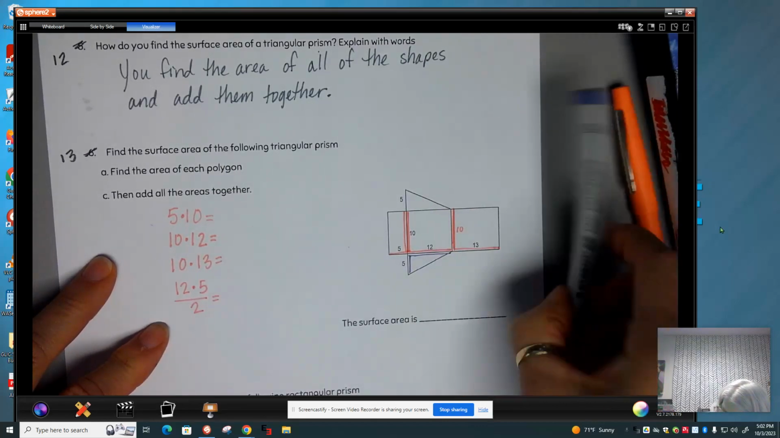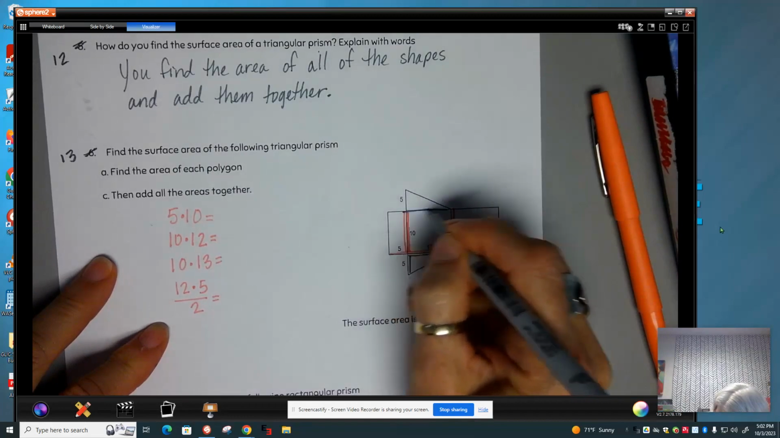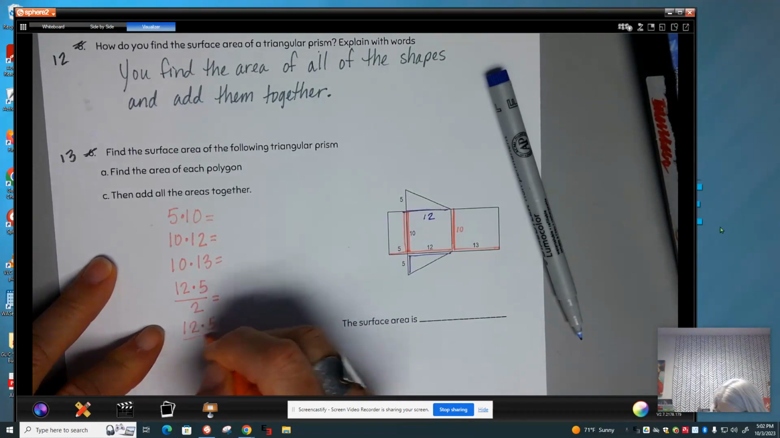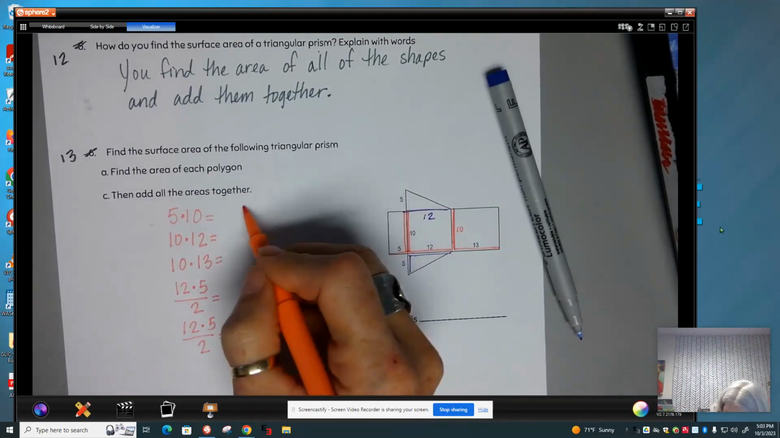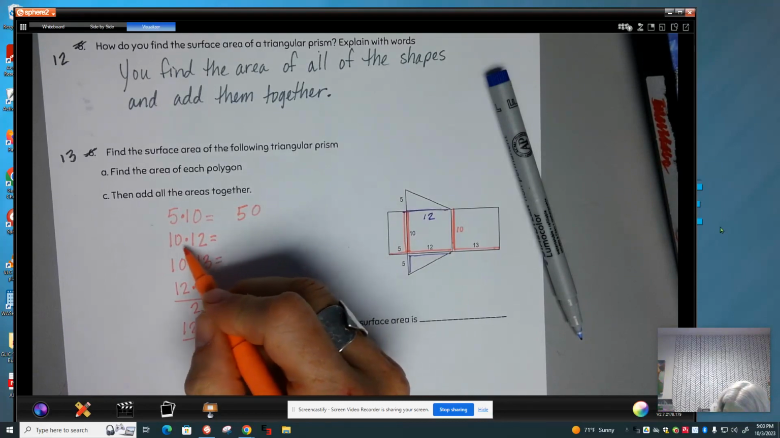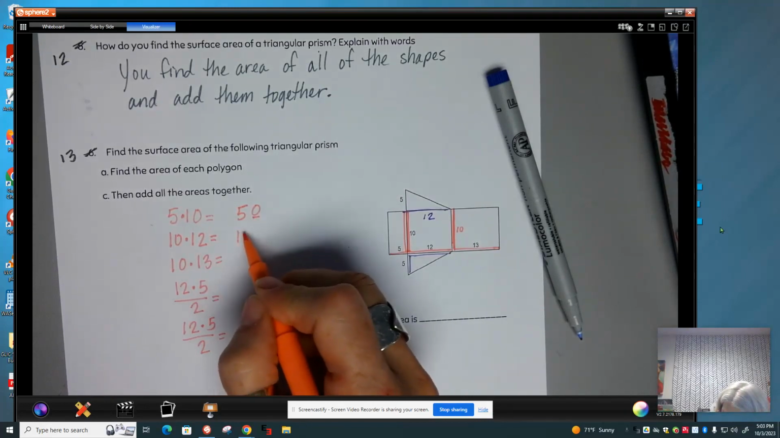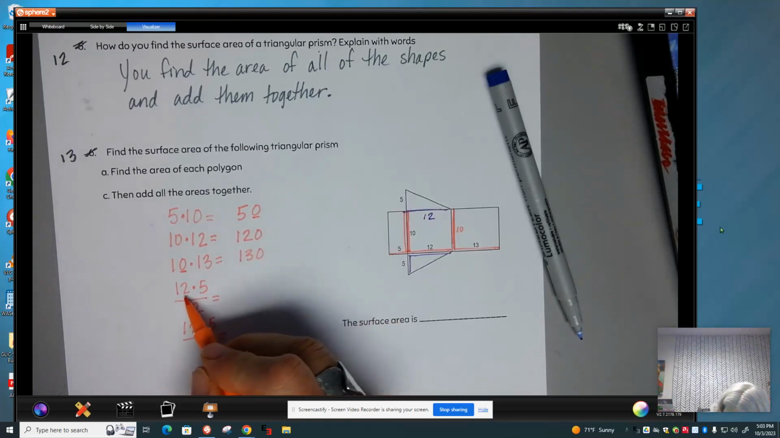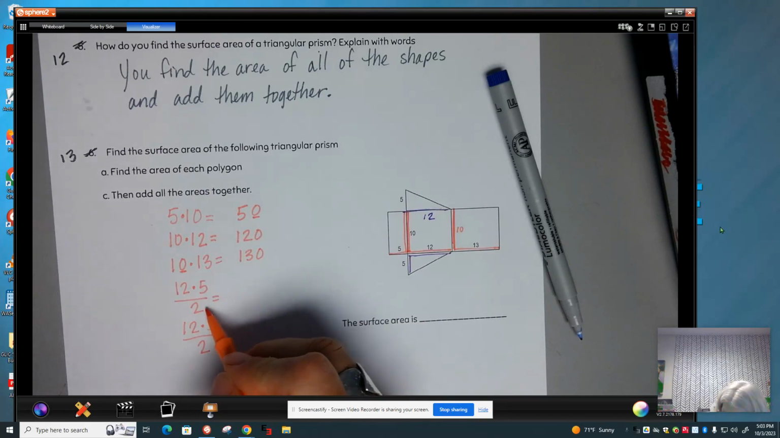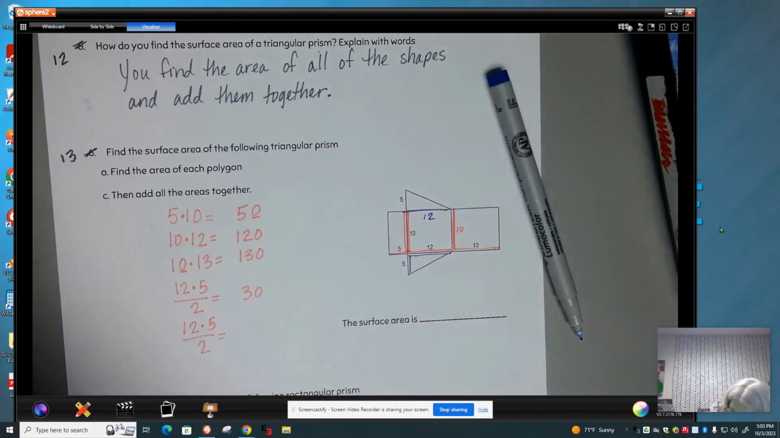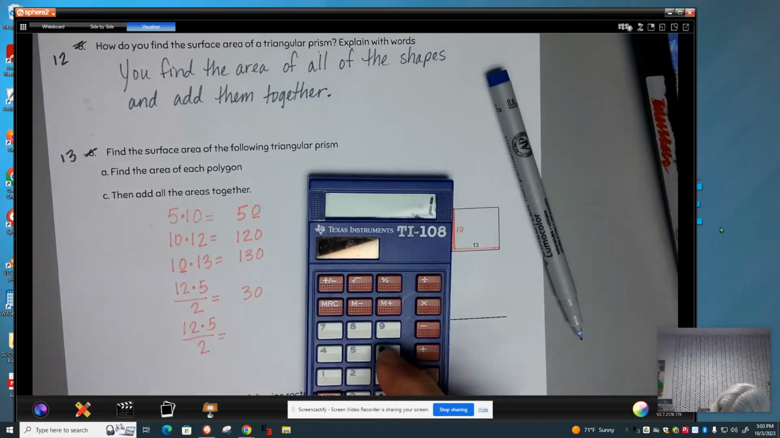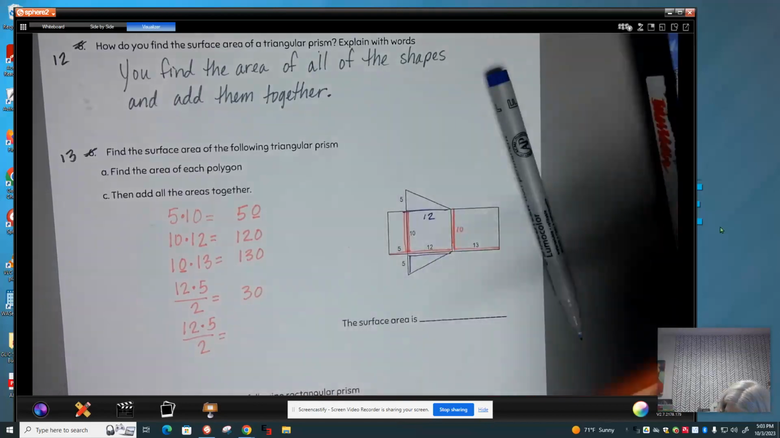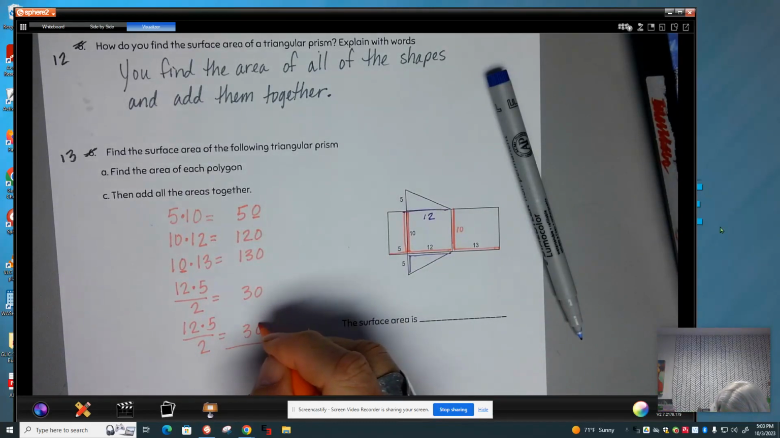And this triangle is exactly the same. This is a 12, which means that's our 12. 12 times 5 divided by 2. 50. Anything times 10 puts a 0 on the end. 50, 120, 130. 12 times 5 is 60. Divided by 2 is 30. If you don't believe me, use your calculator. 12 times 5 is 60. Divided by 2 is 30. And then you add it all together.